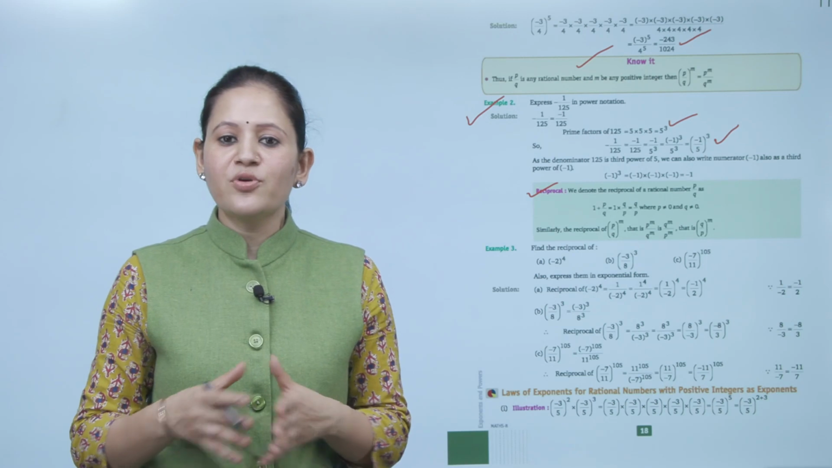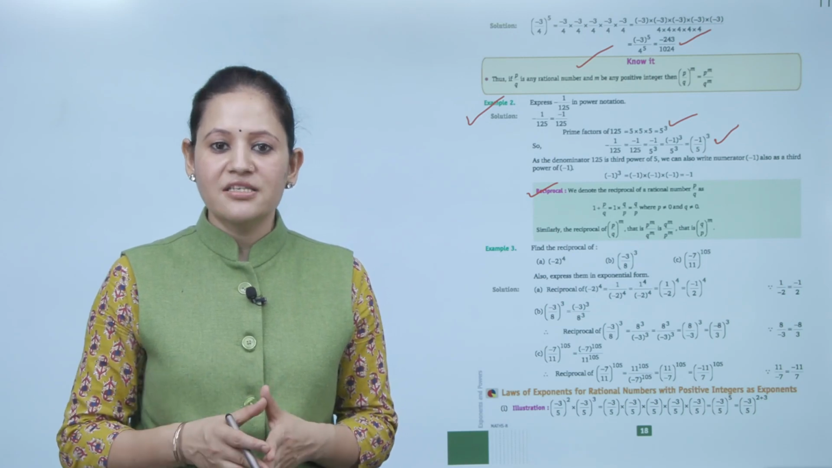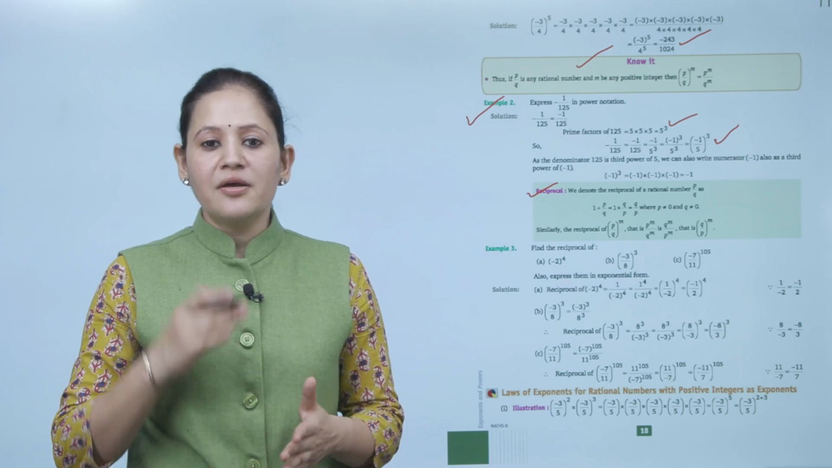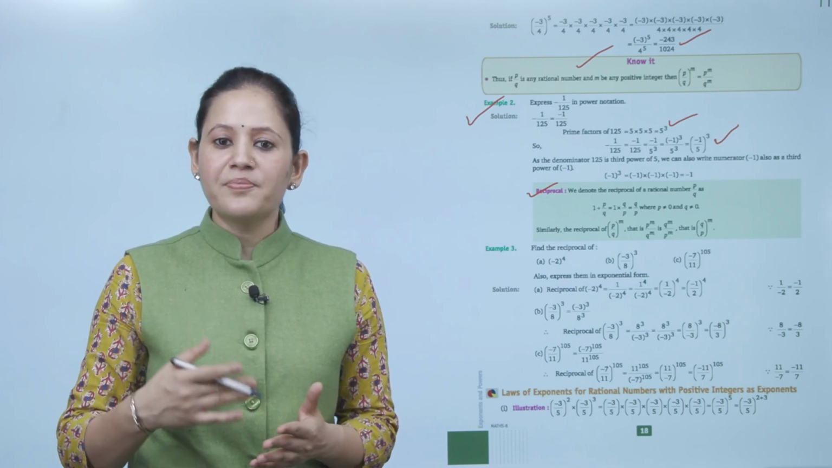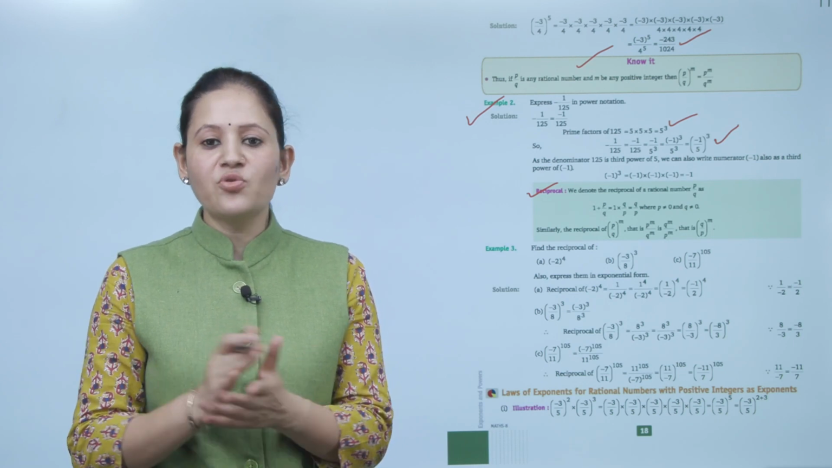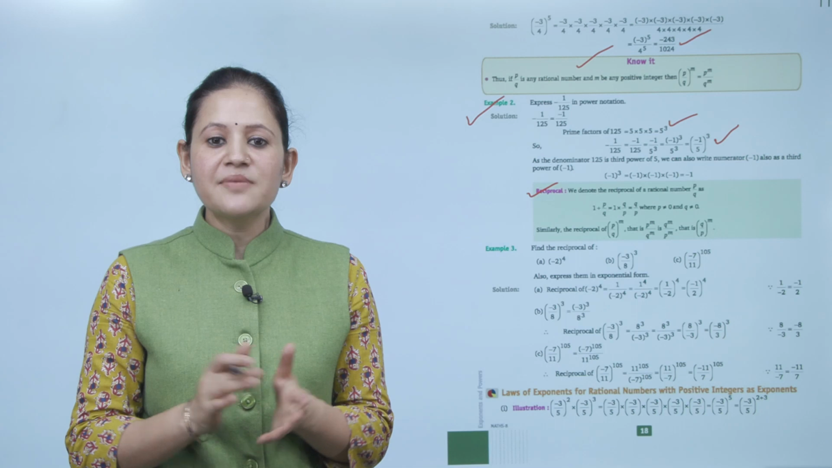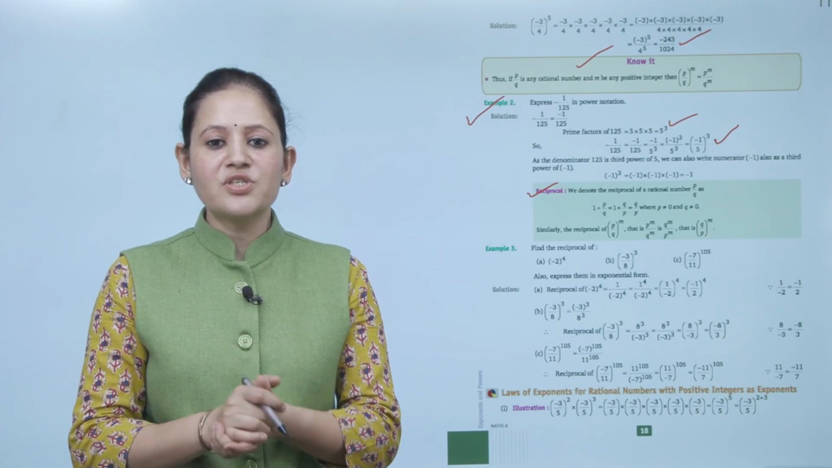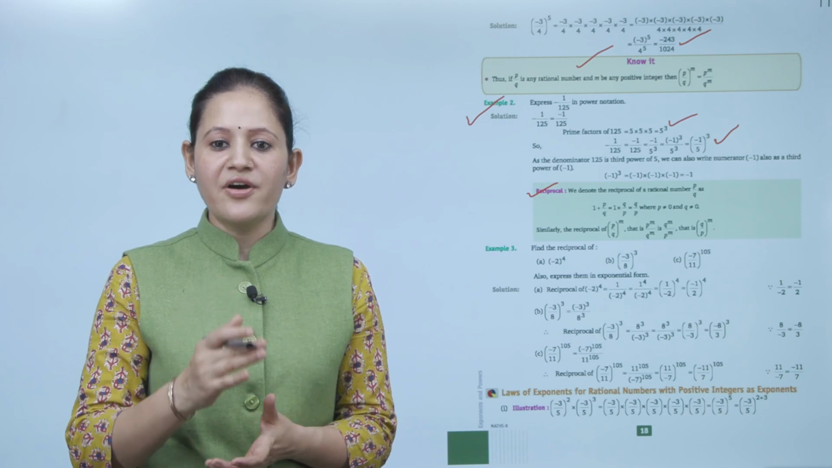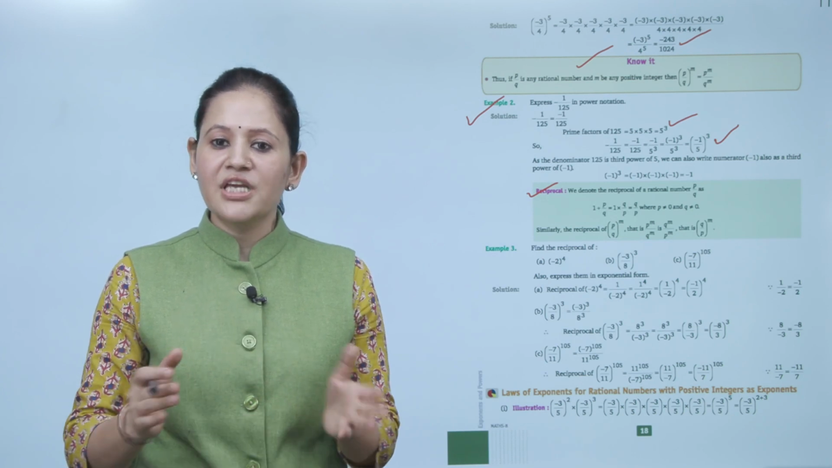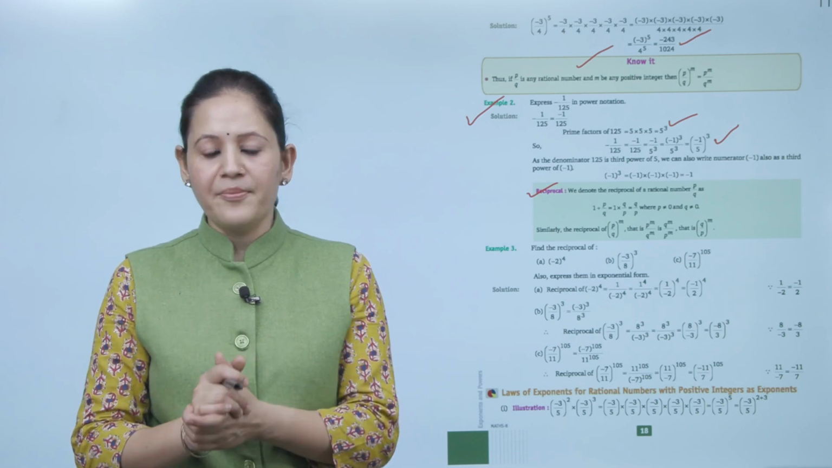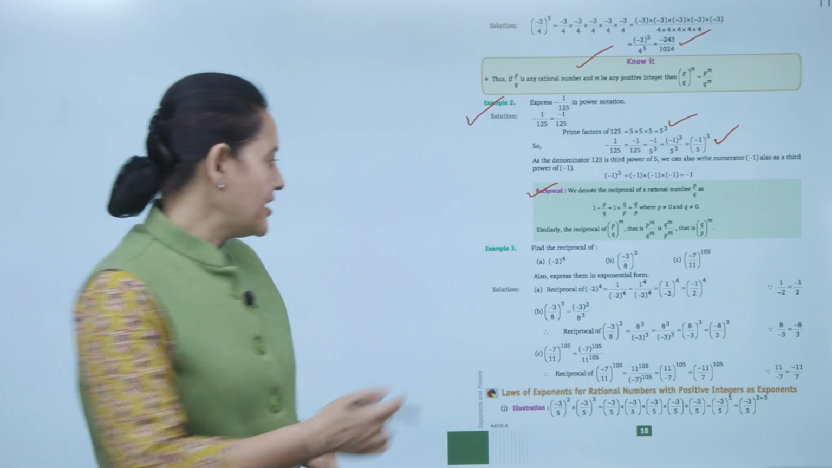We denote the reciprocal of a rational number p by q as 1 divided by p by q, that is equal to 1 into the reciprocal of p by q, that is q by p, where p is not equal to 0 and q is also not equal to 0. Similarly, the reciprocal of (p upon q) to the power m is equal to (q upon p) to the power m. Again, we will take an example here.